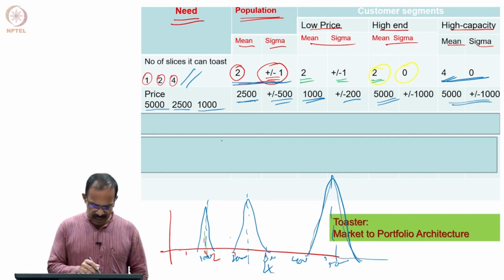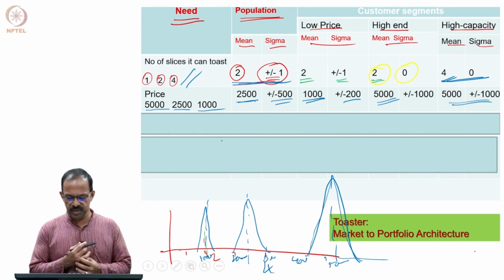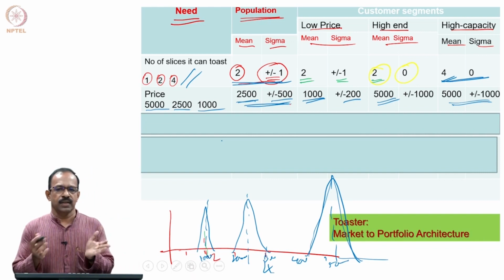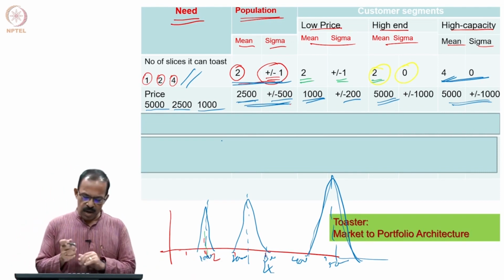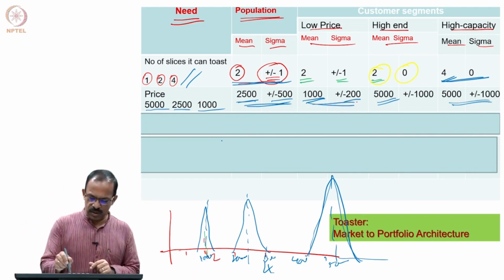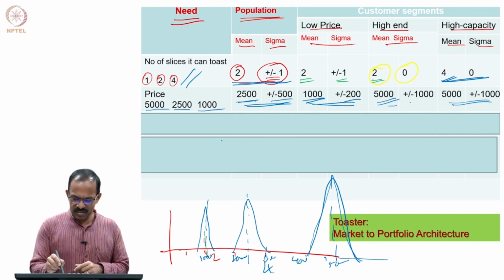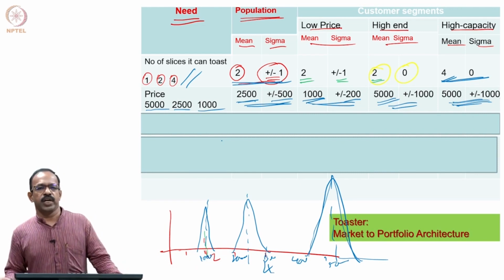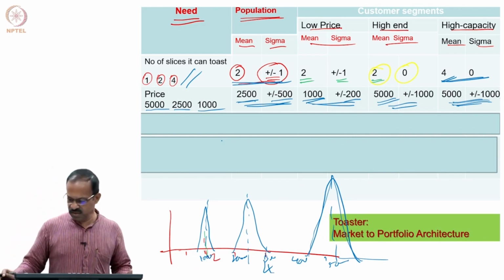Now, you can see there is a clear differentiation between these two. So, if you take the overall population, the mean value is 2500, but the low price segment is asking for a 1000 rupee product, high end is asking for 5000, and high capacity is also asking 5000 rupees. So, there is a difference in the requirement of the customer in this case, that is the price.